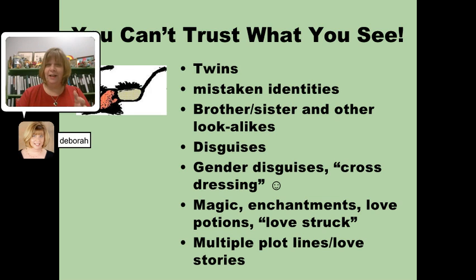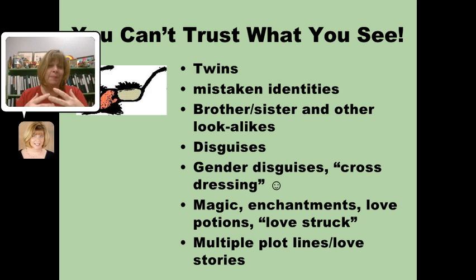Shakespeare's comedies rely on a lot of devices that often help to set up these absurd situations. There's an awful lot of sets of twins, which means there's often mistaken identities, brothers and sisters, or other kinds of lookalikes. There's a lot of characters in disguises. Sometimes they're gender disguises. We have girls disguising as guys, guys disguising as women, the kind of cross-dressing sort of comedy. Sometimes there's magic, enchantments, love potions of some kind, the idea of people being love struck.